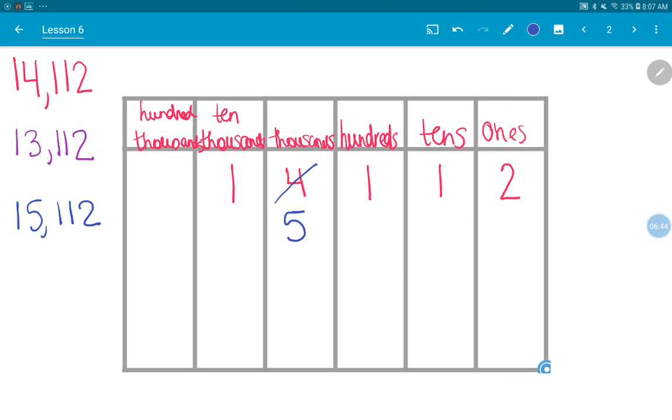So I have a question now that we've changed. We started with 14,112. We said 1,000 less was 13,112. And 1,000 more than my original number is 15,112. So my question is, did the largest unit change? No, the largest unit did not change, because my largest unit in this number was 10,000s, and I only changed the thousands place value.